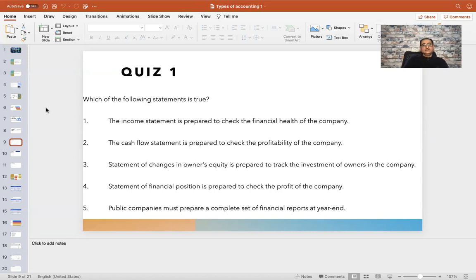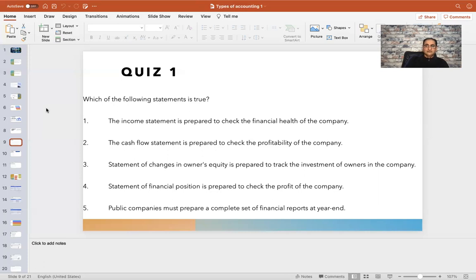Okay. Statement number two is the cash flow statement is prepared to check the profitability of the company. So this statement is also false because the cash flow statement is prepared to check the cash inflows and cash outflows, the liquidity of the company, how much cash the company has. Okay. Statement three is the statement of changes in owner equity is prepared to track the investment of owners in the company.